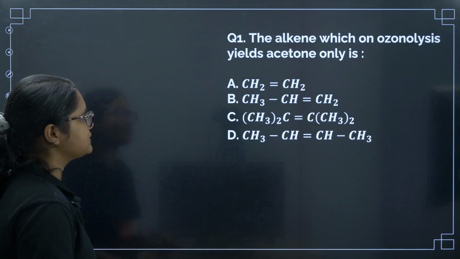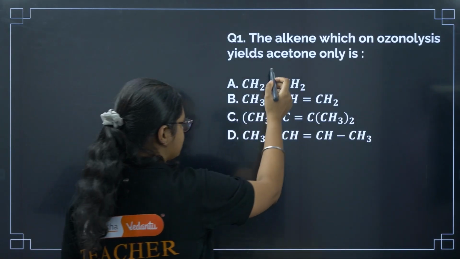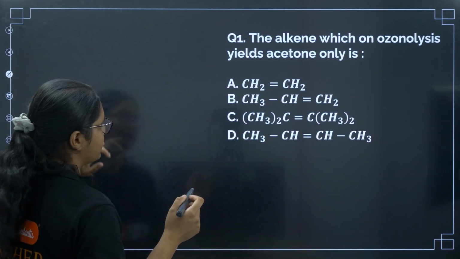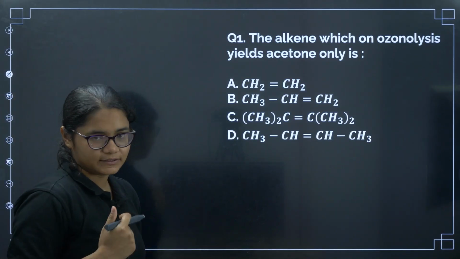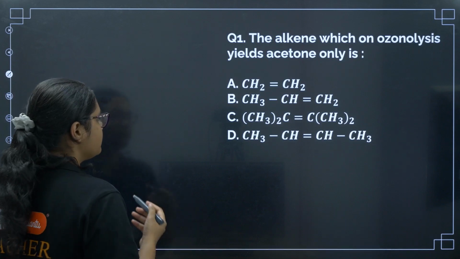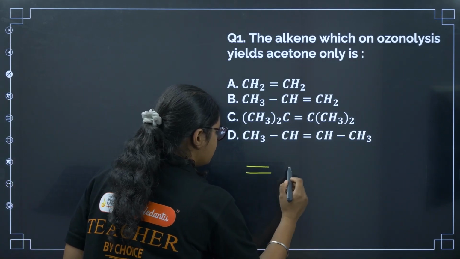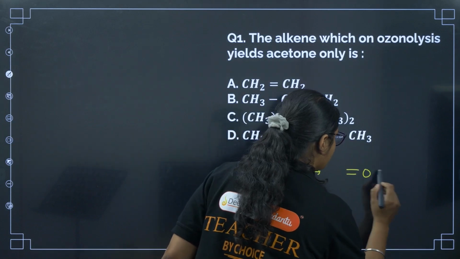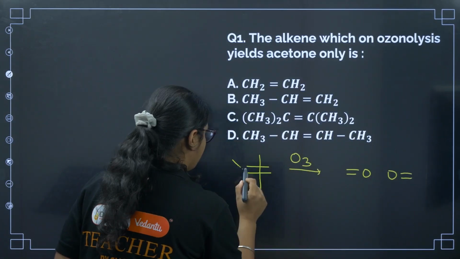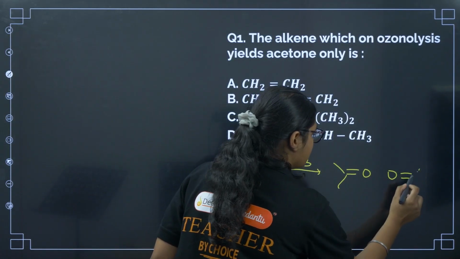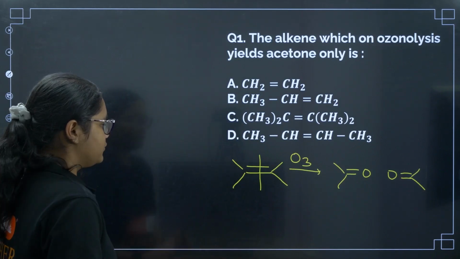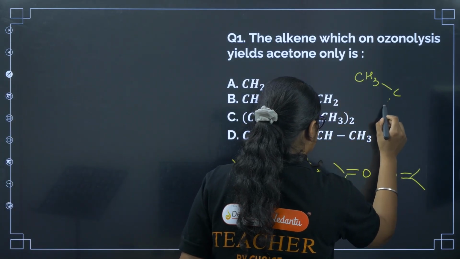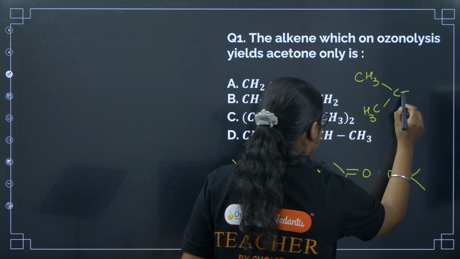The first question is, the alkene on ozonolysis yields acetone only is. So you have to find which alkene on ozonolysis will give you acetone as the major product. If any double bond is there, when you treat it with ozone, this bond breaks and we get oxygen here and oxygen here, right? Now if you see, we need acetone. So the acetone structure is like this, with a double bond to O.